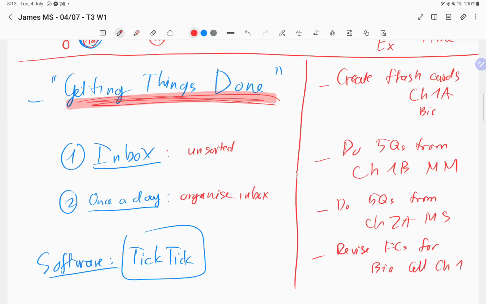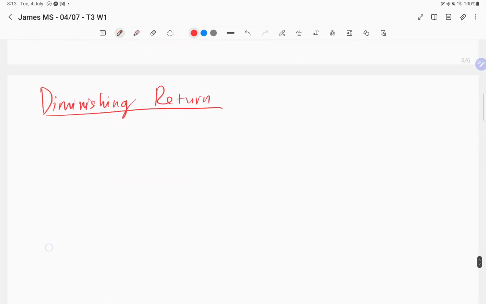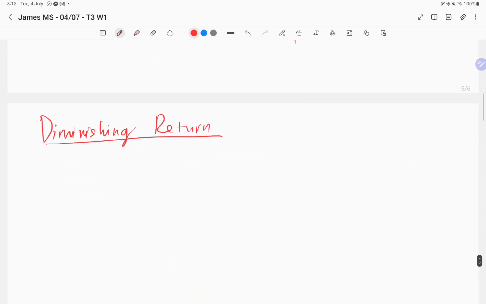That's the number 1 I recommend if you want to be efficient as a student in year 11 and 12. That book is key. The software is optional, right? You can use a physical system. The book talked about physical system first, and then they also recommend a few software, but I just recommend you go straight to TickTick. And the last one is just remember diminishing return. So at some point, you may feel you may not get as much out of something anymore, then you got to switch to a different resource.